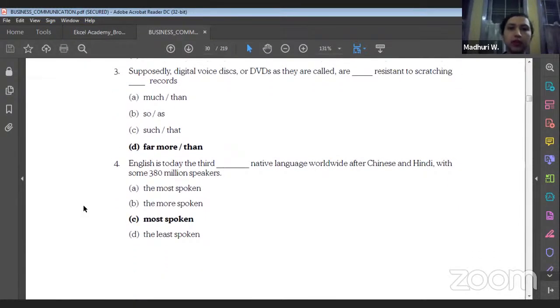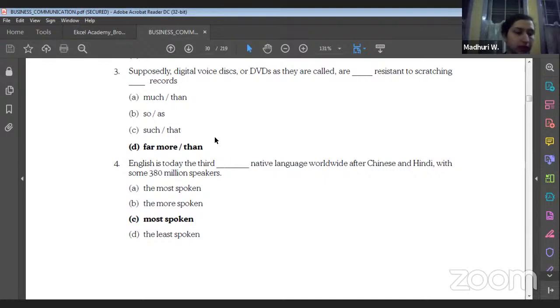The next one, supposedly digital voice discs or DVDs as they are called, are dash resistant to scratching dash records. Far more than. In cases like this, try fitting in the answer and see what sounds better. Sometimes, even the sound of it, if it sounds correct, it generally is.